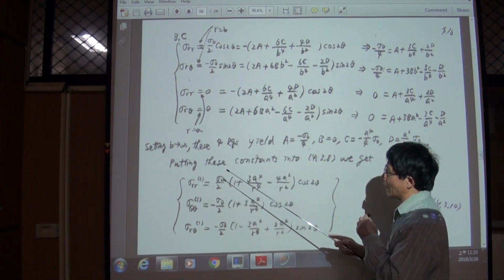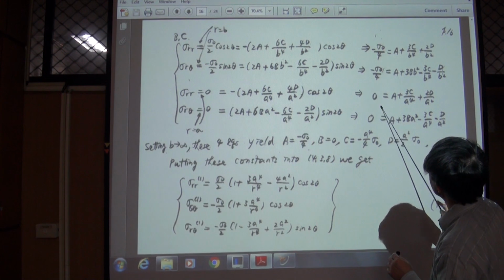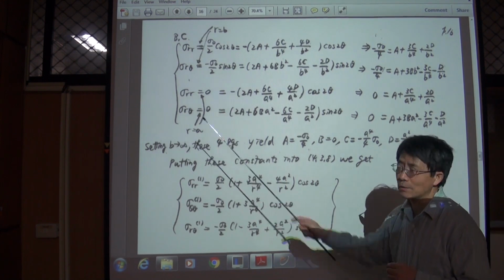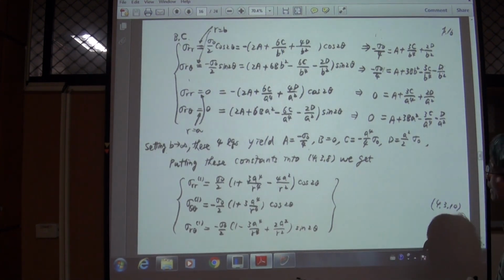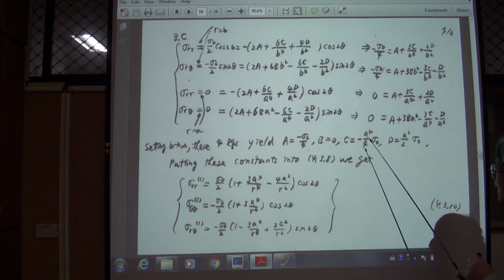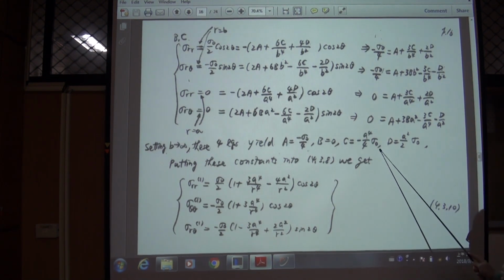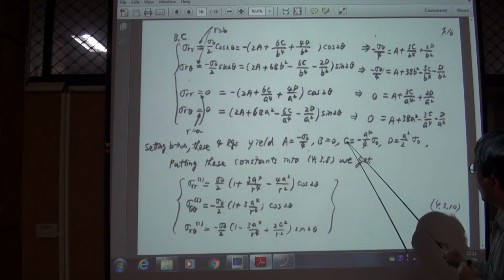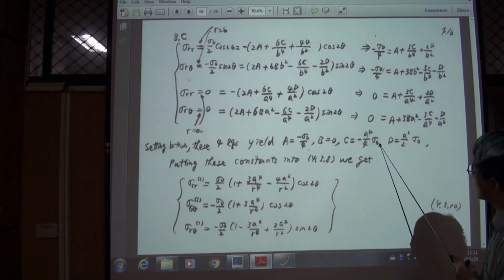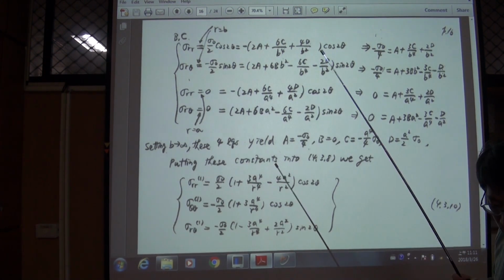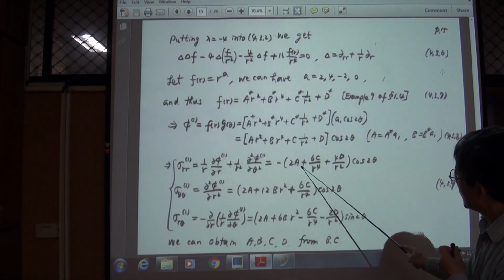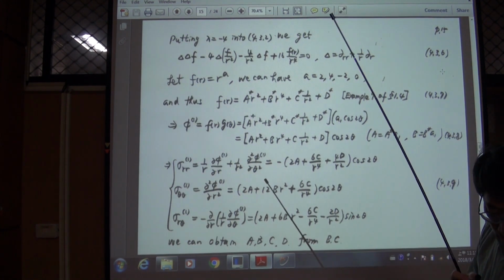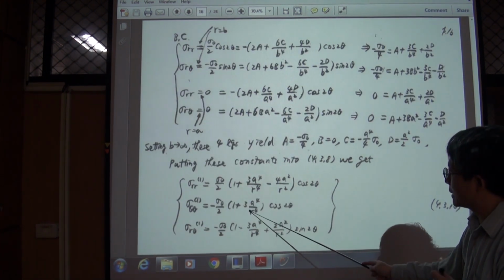Okay, with such kind of limit, you can turn these 4 conditions into these 4 conditions. Don't take this. This doesn't work. Also please make a modification here. Once we have these 4 constants, we put these 4 constants into the formula before, this one, to get the stress component like this.